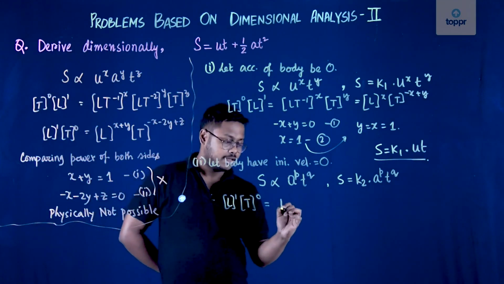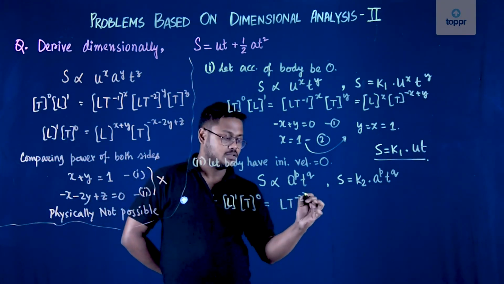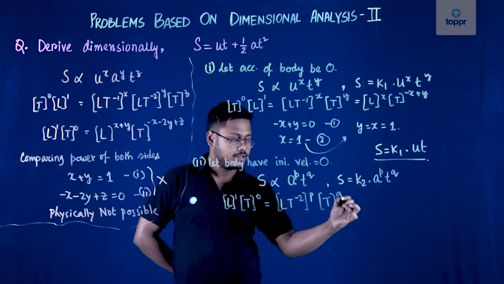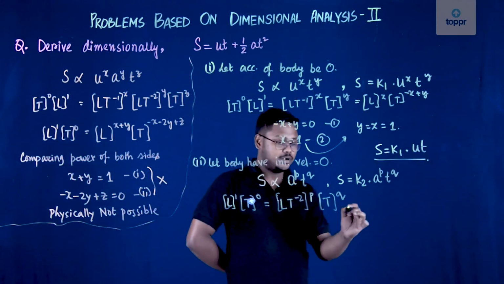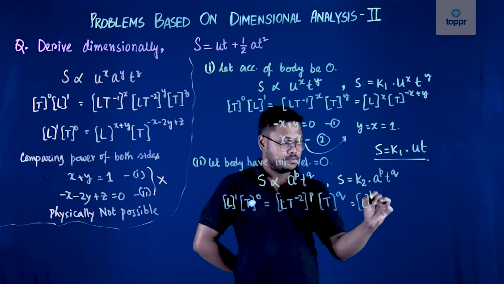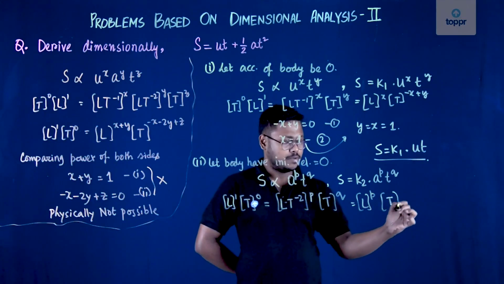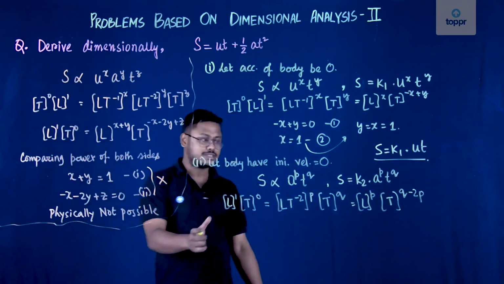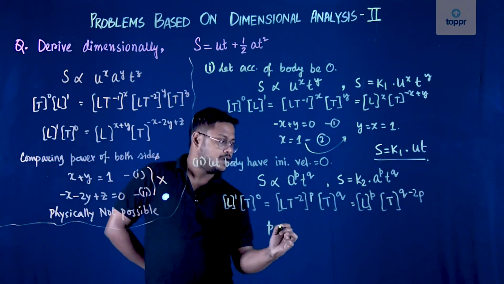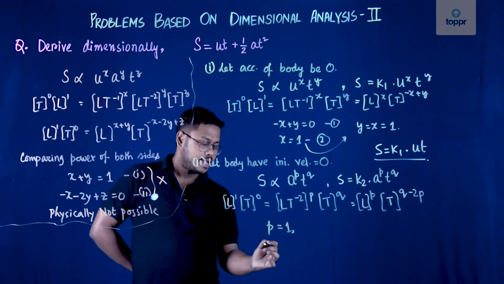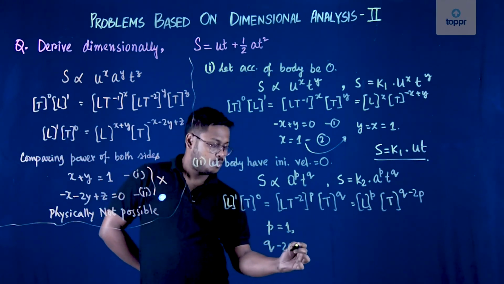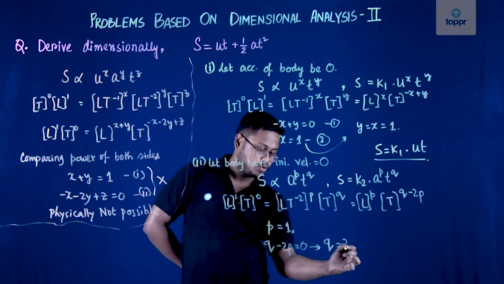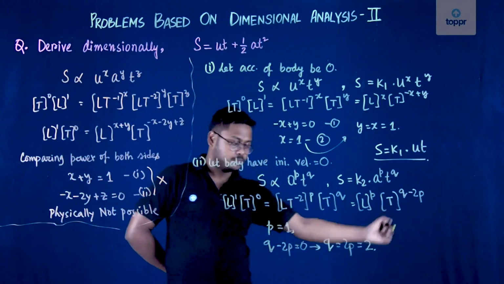Again let us follow the same way: L to the power 1, T to the power 0 is equal to the dimension of acceleration, L T to the power minus 2, to the power p, and T to the power q. That is equal to nothing but L to the power p and T to the power q minus 2p. Let us again equate those things. So p will be equal to 1 and q minus 2p equals 0. From here we will get what? q equals 2p, or q equals 2, right.